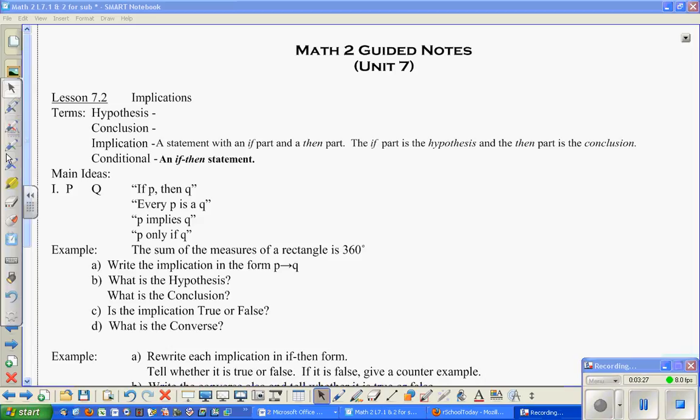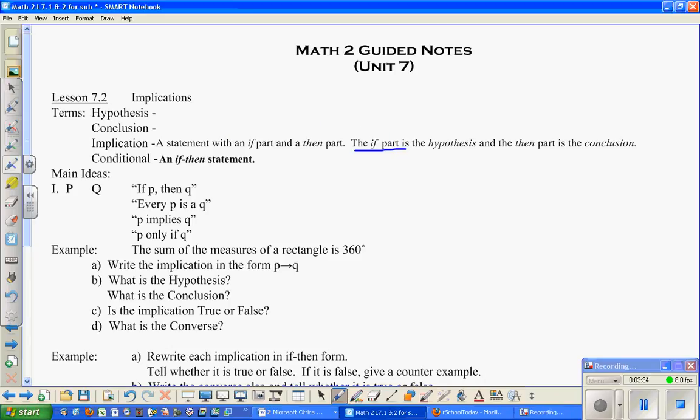So right there in that definition, you have the definitions of hypothesis and conclusion. The if part is the hypothesis of an if-then statement. The then part is the conclusion. So if this, then that. So hypothesis is the if, and the conclusion is the then. So I'm not going to write anything else up here for hypothesis and conclusion because they are written here and here.